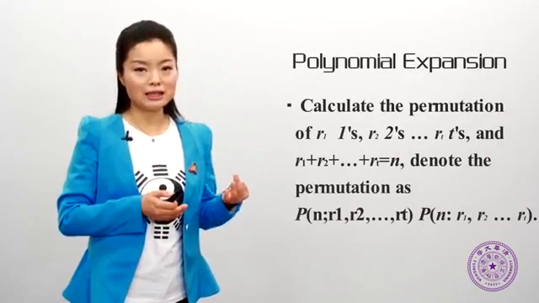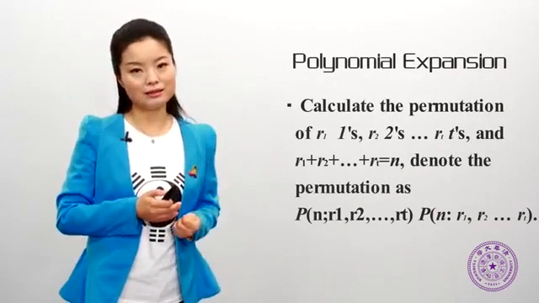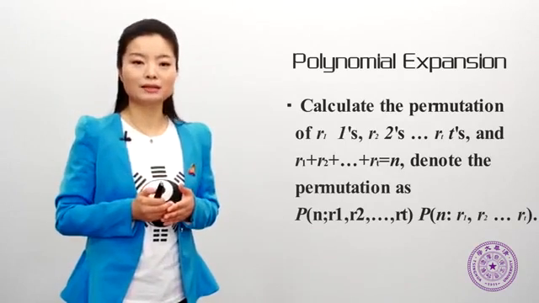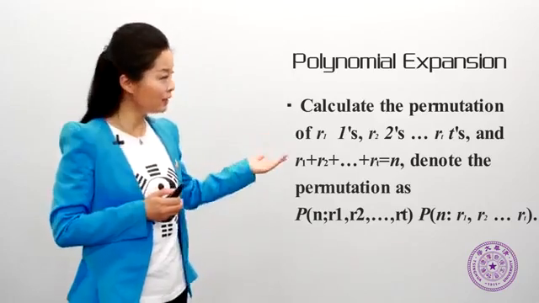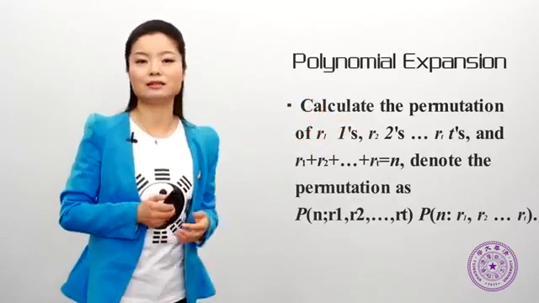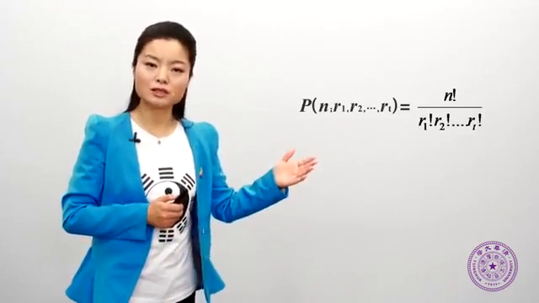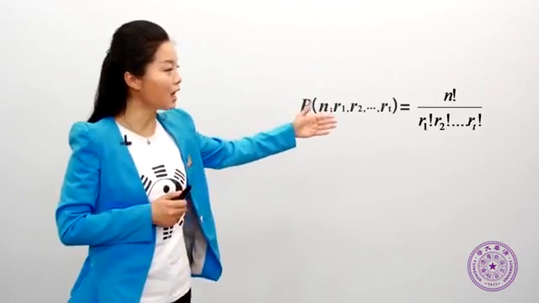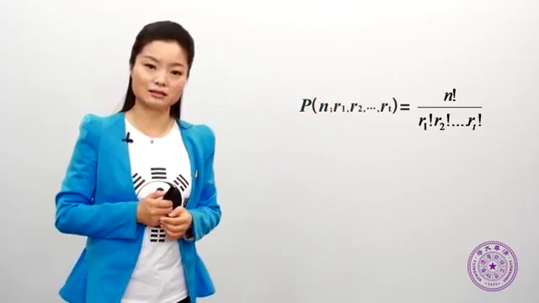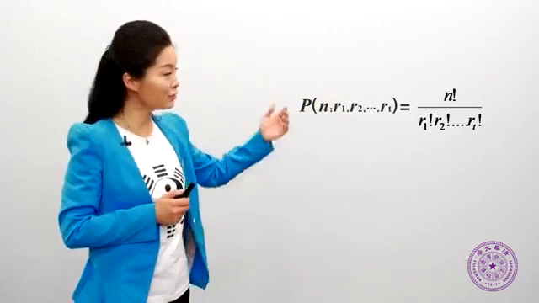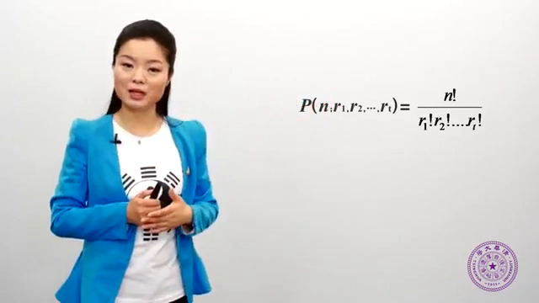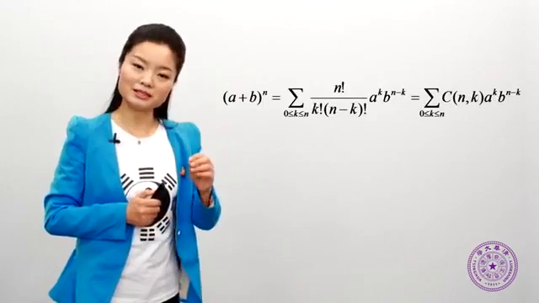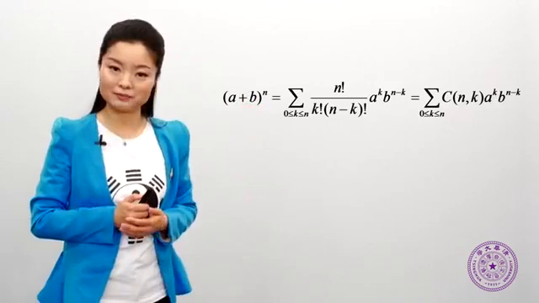For multiple elements: r1 of the first kind, r2 of the second kind, until rt of the t-th kind, the total number of elements is n. The permutation is denoted as P_n; r1, r2, until rt. It's equal to P_n^n divided by r1 factorial times r2 factorial until rt factorial. We could understand it as dividing the permutations of n by the arrangement of labels after labeling the repeated elements. Now let's rethink the binomial theorem with it.